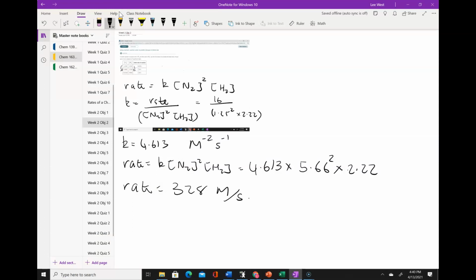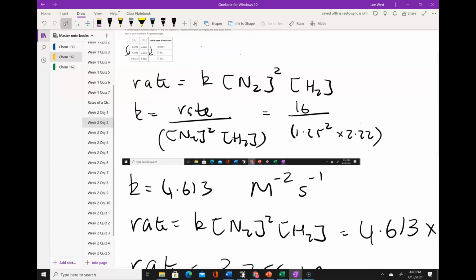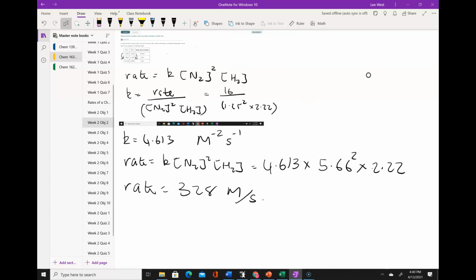And that makes sense, right? We increased the concentration of one reactant by about a factor of 4.25, and then the rate should have gone up quite a bit. In fact, it should have gone up by about 4.25 squared. So that makes sense to me that it went up like that. All right, now we've got to do the same thing, but for the information in the final row.